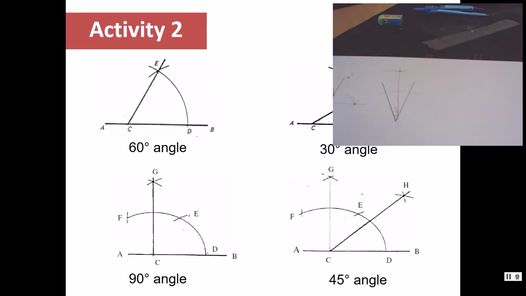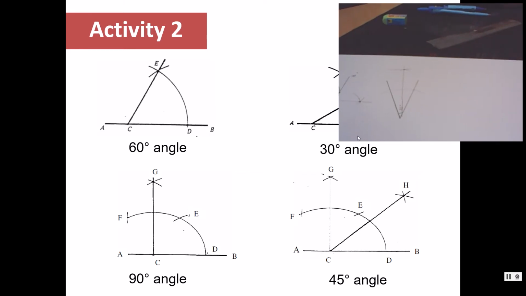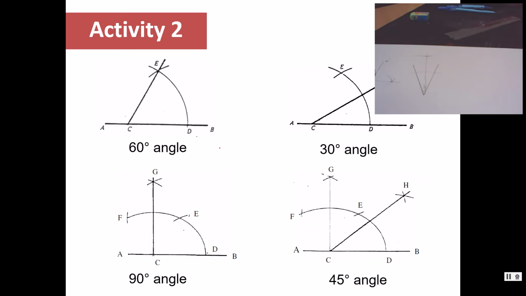For activity 2, now we are going to learn how to draw angles: 60-degree, 30-degree, 90-degree, and 45-degree angle. You have the protractor that is going to give you the angle if you want, but at the same time you can use the compass and some technique in order to draw the angle that you want. So we start with the 60-degree angle first.